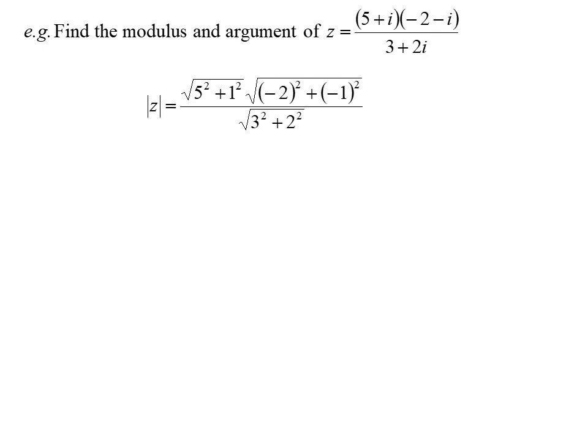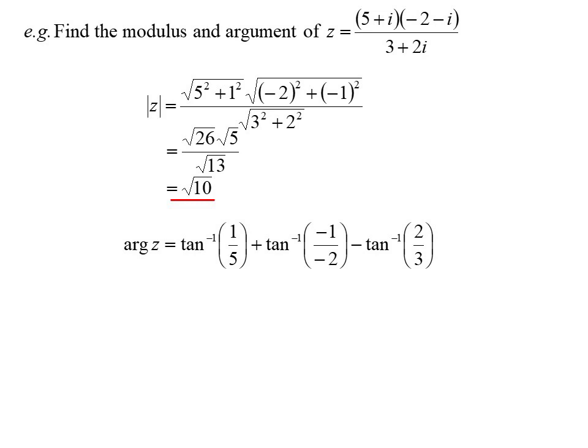Now the modulus, we'll just find the modulus of each bit. 5 plus i: square root of 5 squared plus 1 squared. Minus 2 minus i: square root of minus 2 squared plus minus 1 squared. And on the bottom of the fraction, we'll end up with the square root of 3 squared plus 2 squared. Oh, how nice, 13 goes into 26. That was lucky. So we end up with the square root of 10 as that. And that's a heck of a lot quicker than actually working out the answer and then finding the modulus.